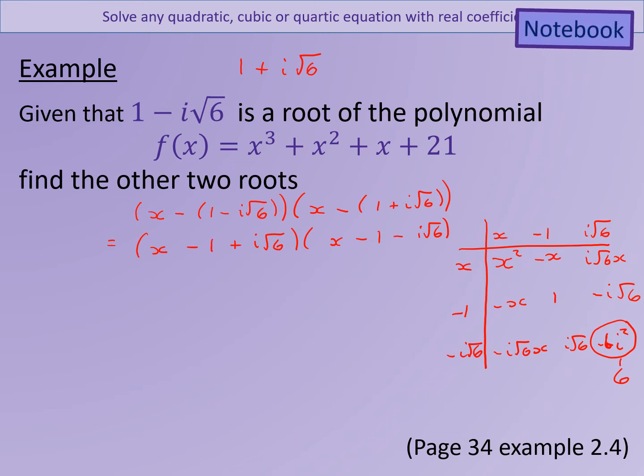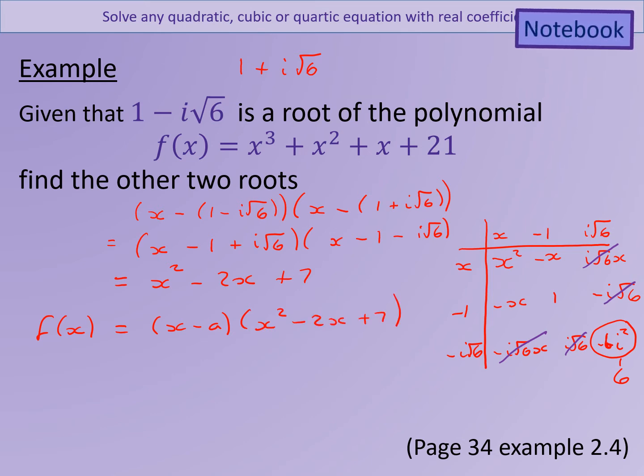Okay, so some of these terms are going to cancel. We've got i root 6 x and minus i root 6 x. We've also got minus i root 6 and positive i root 6. So what is left is x squared minus 2x, then we've got 1 and 6, so plus 7. So from that, we now know f of x will factorise into x minus a as a first bracket and x squared minus 2x plus 7 the second bracket.